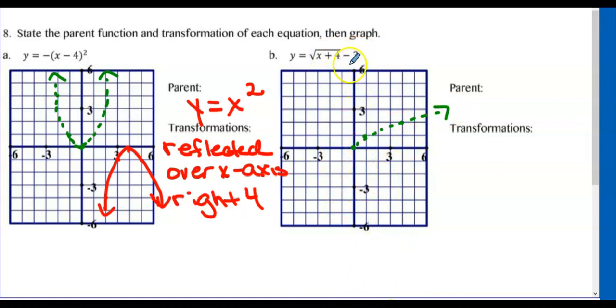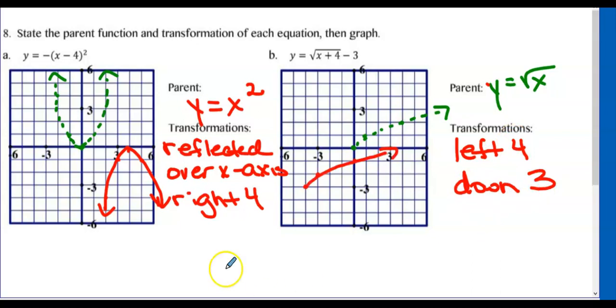This is a square root function. It doesn't have a reflection because there's no negative inside or outside the square root symbol. The parent function is, let's do it in green, y equals square root of x. The transformation is left 4 and then down 3. So you can see I took the original starting point, went left 4, down 3, and it's just a clone of it, just moved left and down.